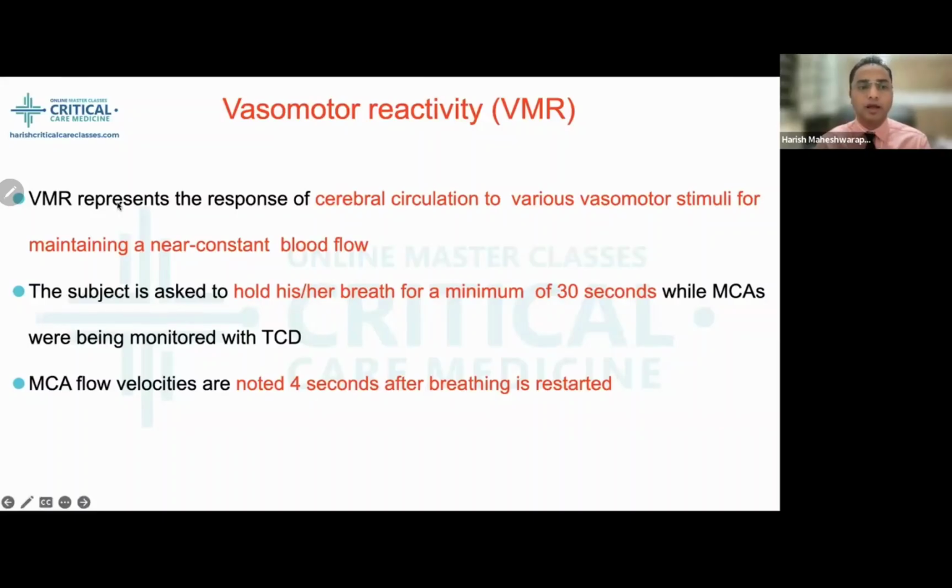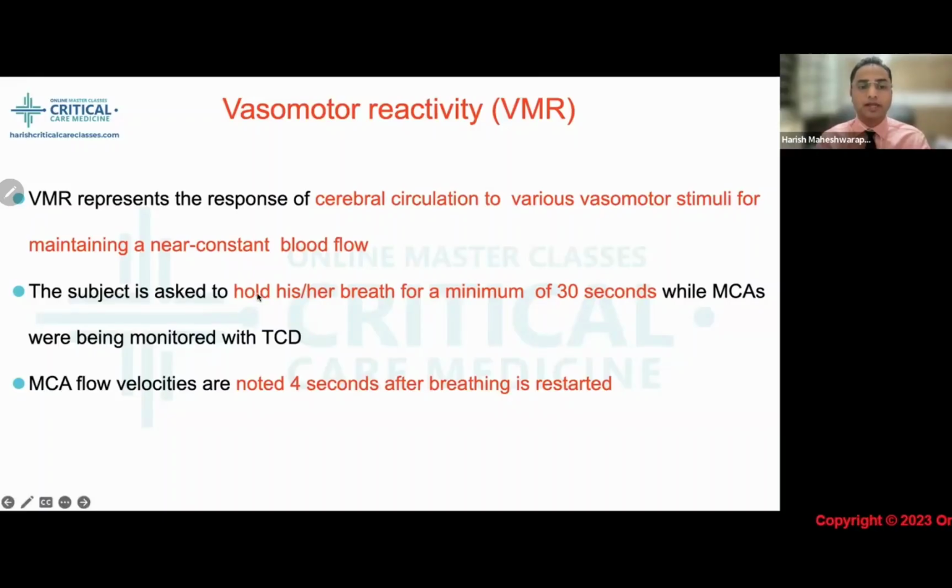So vasomotor reactivity represents the response of cerebral circulation to various vasomotor stimuli for maintaining a near constant blood flow. We know that there are some insults which have a vasodilatory effect on the cerebral circulation. Some insults can act as a vasoconstrictor. So to get an idea about the cerebral circulation response to these stimuli, which helps in maintaining the homeostasis of constant blood flow, that we call vasomotor reactivity.